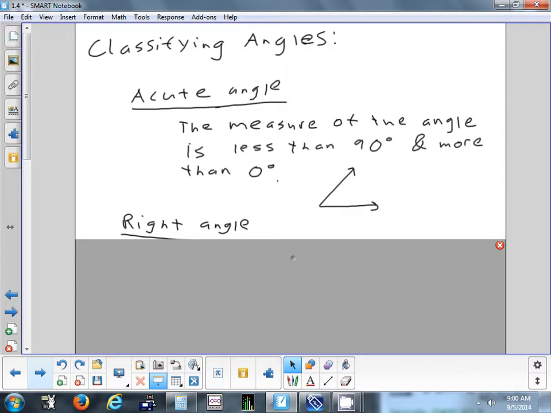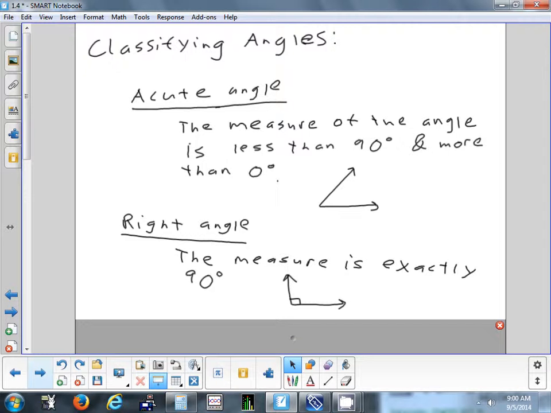It has to be 90, yeah. It's exactly equal to 90. And when we draw an angle that's a 90-degree angle, or a right angle, we put this little symbol on it. It looks like a little square in the corner of the angle. That means that the angle is 90.